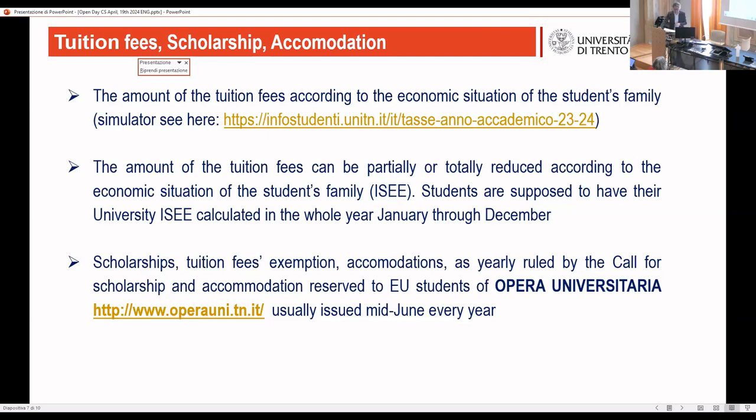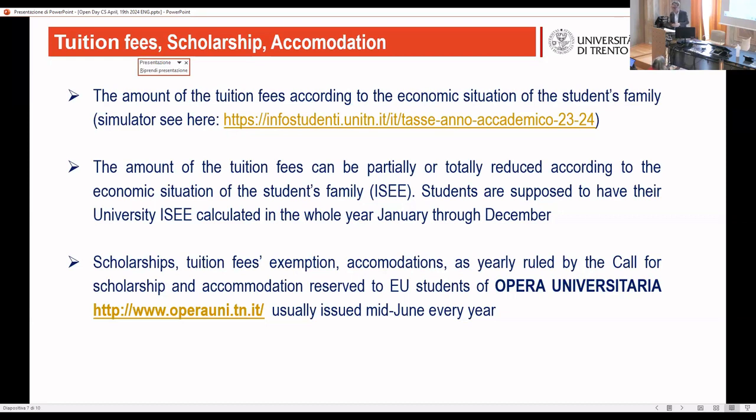Students are supposed to have the university ISEE calculated at one of the tax offices, the so-called CAF, in Italy. The whole year, from January to December, every time during the year you can have this ISEE calculated, and this is very useful in order to determine your tuition fee amount.